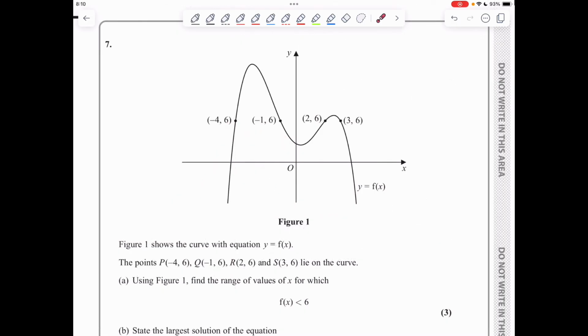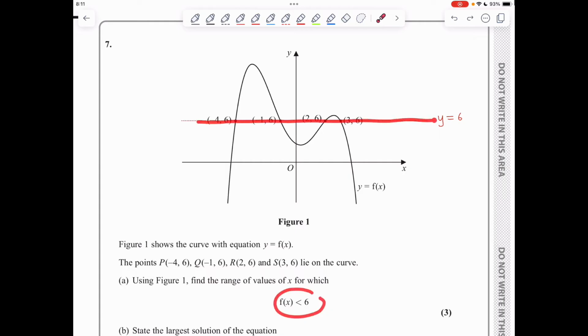In question 7, we've got the curve with the equation y is f of x. We've got 4 points here, the coordinates are given, and using this figure, we need to find the range of values of x for which f of x is less than 6. I could draw the horizontal line that passes through all these points, and you can see that this is lying on the horizontal line with the equation y is equal to 6. And therefore, we want f of x to be less than 6.